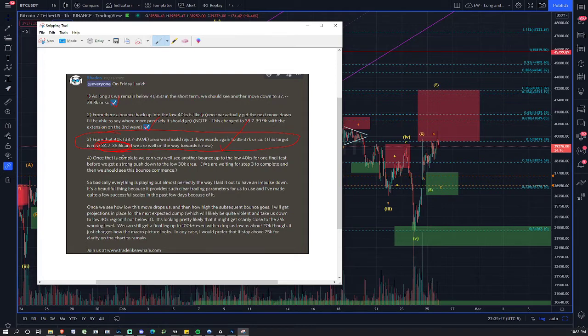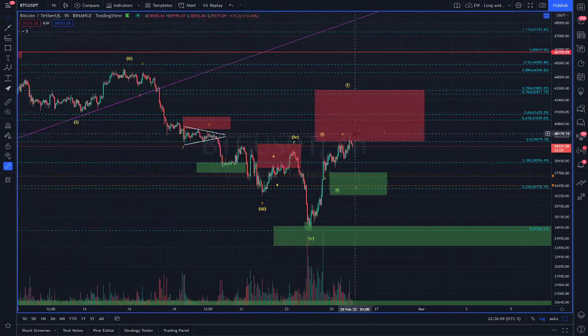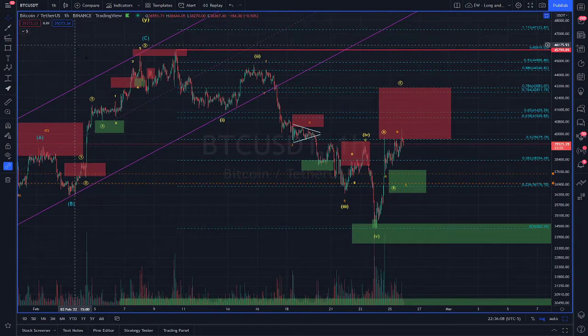Next thing I said, once that's complete, meaning this drop down here, we can see a bounce up into the low 40Ks for one final test before we get a strong push down to the low 30K area. So that, I believe, is what we're going to see now. This is my primary scenario.